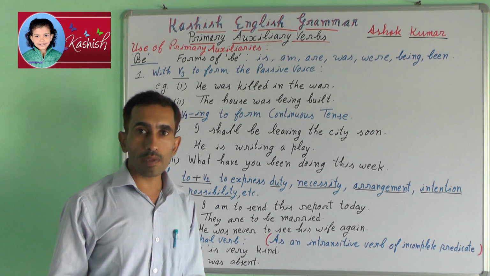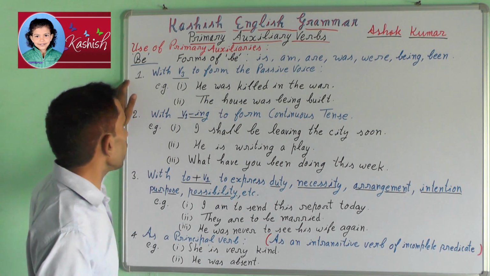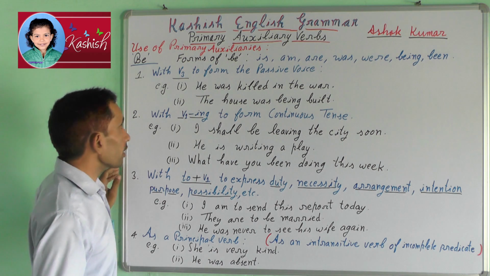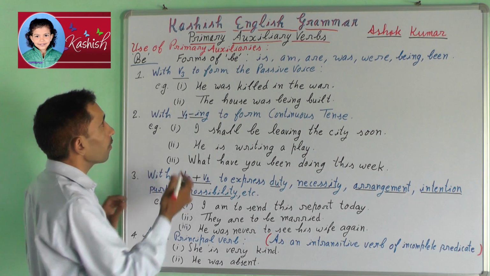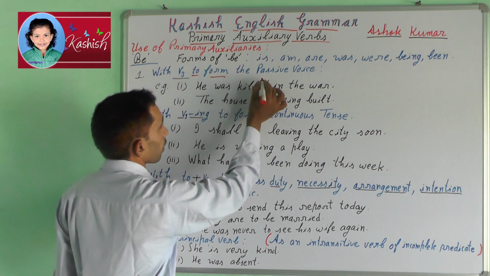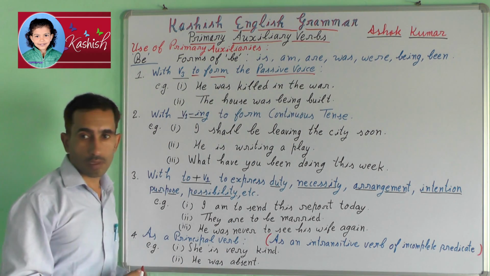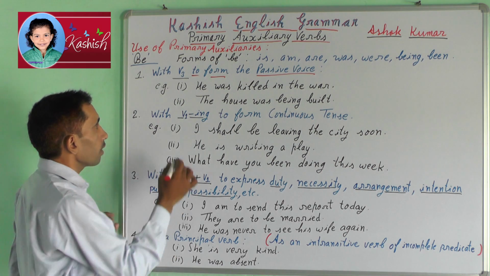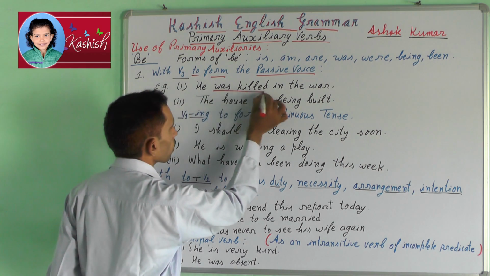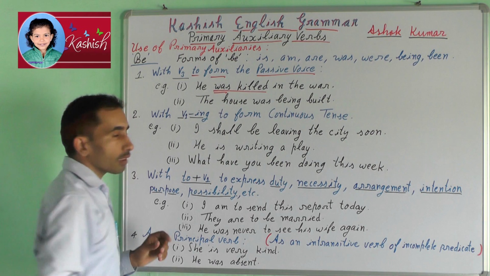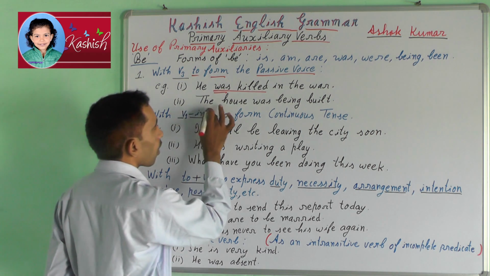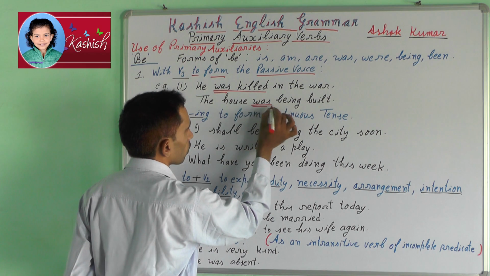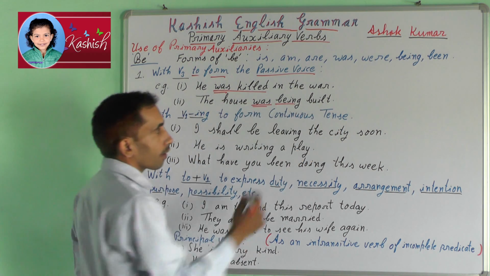Use of primary auxiliary be. First, with third form of the verb to form the passive voice. For example, he was killed in the war. Next, the house was being built.